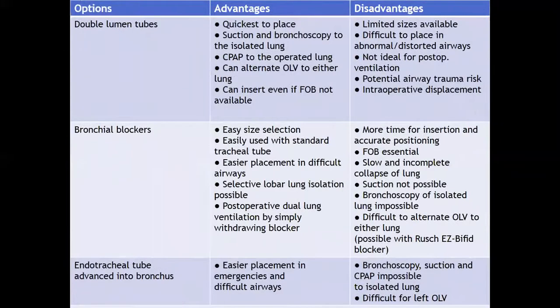And in this table, we have a comparison of the three techniques available for one lung ventilation, which we have discussed in this lecture and in the previous lecture: the double lumen endotracheal tubes, the bronchial blockers, and the single lumen tube, showing their advantages and disadvantages. This table is very informative and needs to be read carefully.